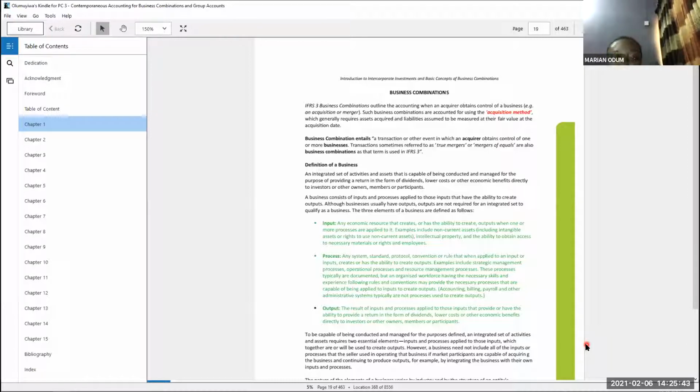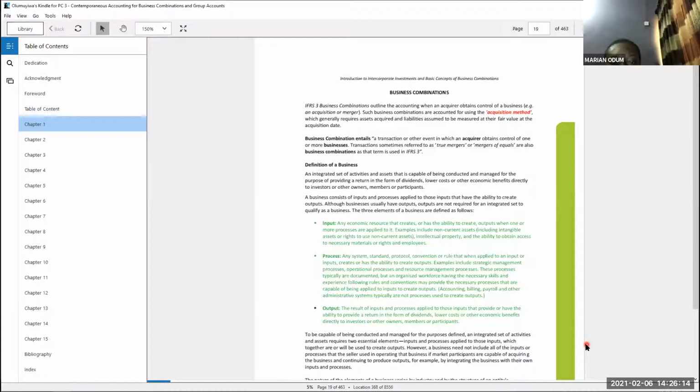non-current assets, including intangible assets or rights to use non-current assets, intellectual property, the ability to obtain access to necessary materials or rights, and employees. 2. Process: any system, standard, protocol, convention, or rule that, when applied to an input or inputs, creates or has the ability to create outputs. Examples include strategic management processes, operational processes, and resource management processes.